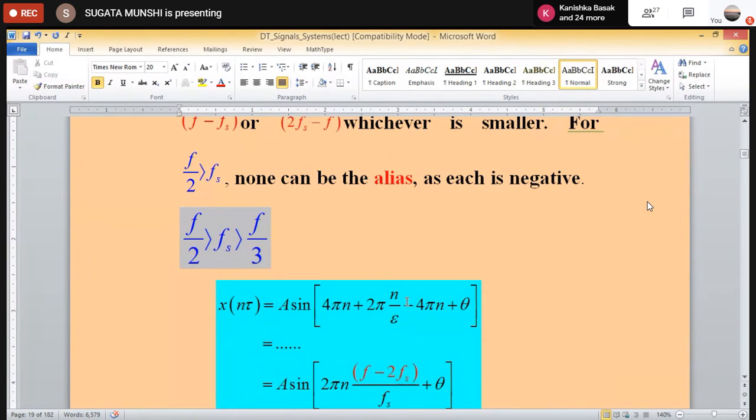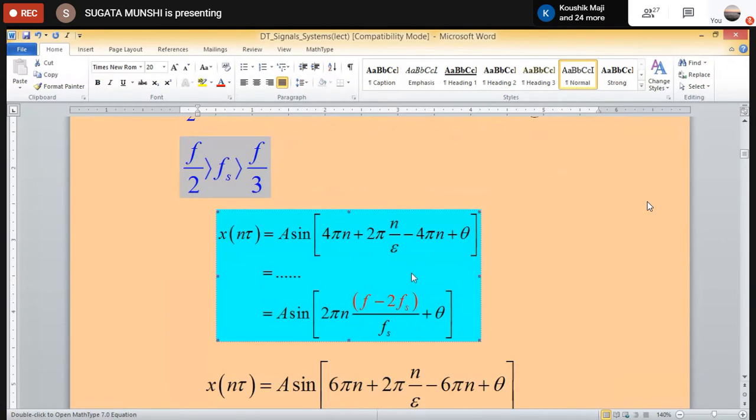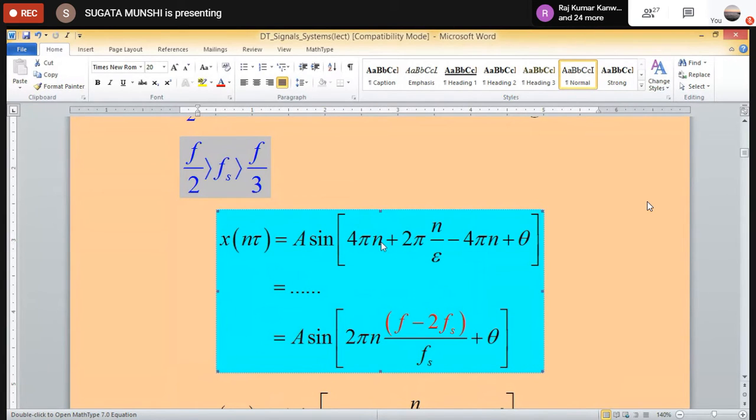Now come to the case for fs greater than f by 3, less than f by 2. What I do here is that I am adding 4 pi n and subtracting 4 pi n. That results in an expression of the form a sine twice pi n f minus 2fs by fs plus theta. So for this subrange, it is clear that one of the possible aliases of the frequency f is f minus twice fs.